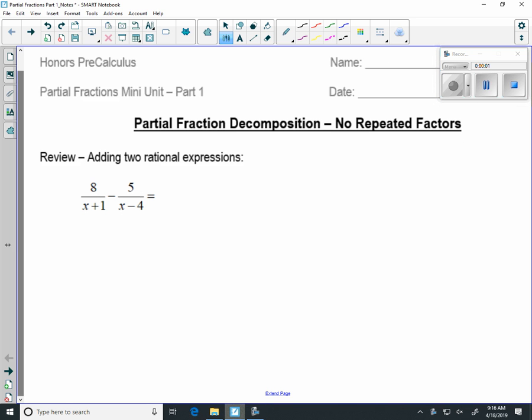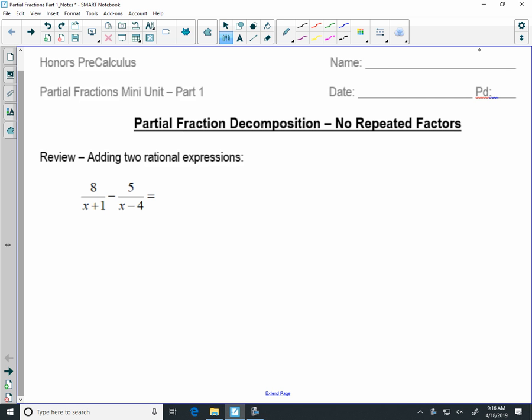Working with partial fraction decomposition, other than sounding very fancy, is important to you because when you get to some forms of calculus, being able to work with two different fractions instead of a very complicated single fraction will be helpful to you. So usually, if we had a situation like this, we'd find a common denominator in order to combine it, right?